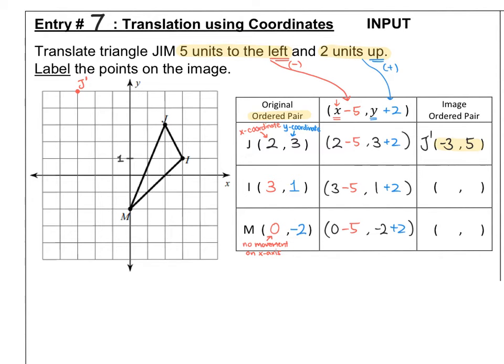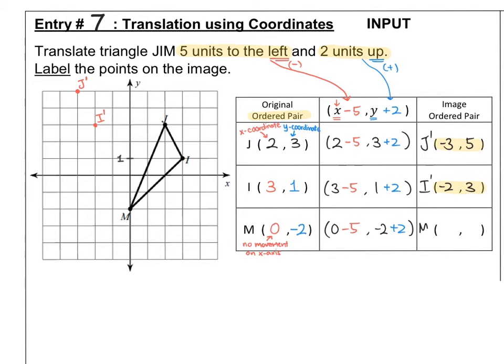The new image for I, or I prime, is going to be at 3 minus 5, which is -2, and at 1 plus 2, which is 3. So I have the x-coordinate -2 and the y-coordinate 3, which means that when we plot this on the coordinate plane, we'd have to move 1, 2 units to the left and 1, 2, 3 units up in order to get to I prime at -2, 3.